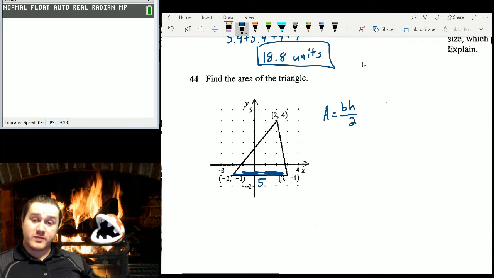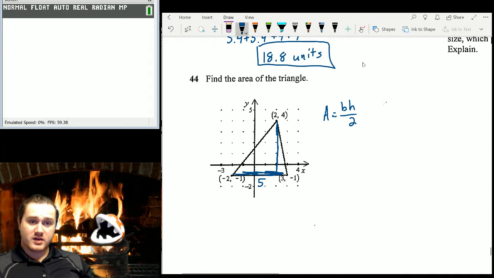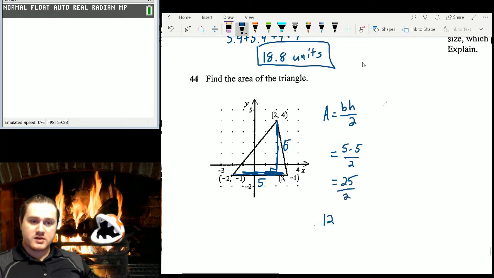Now, to use base and height, you need a right angle here. So if I just go straight up from here to the point, I have a right angle. Basically, I just drew the altitude. That goes up 1, 2, 3, 4, 5. So 5 is the base, 5 is the height. 5 times 5 divided by 2 is 25 over 2. Answer is 12.5 units squared.